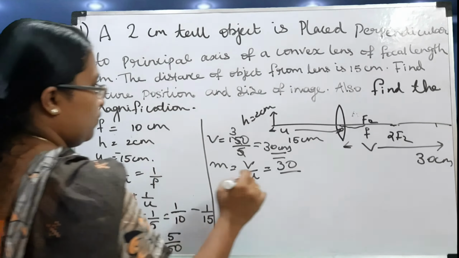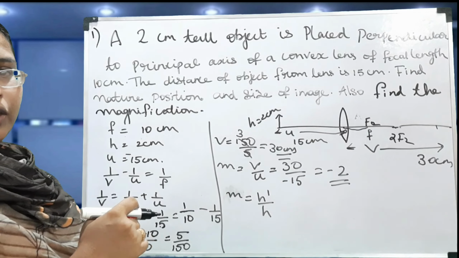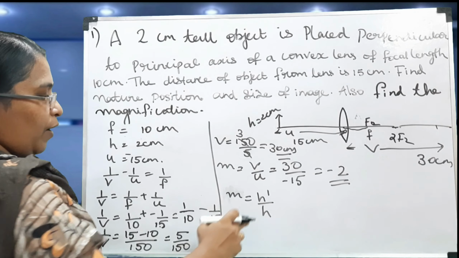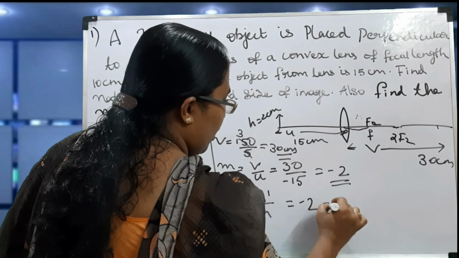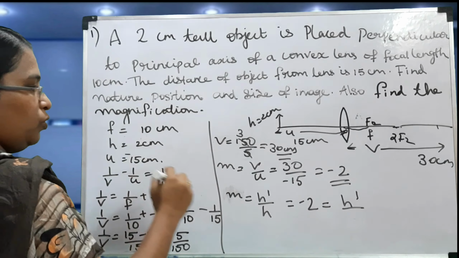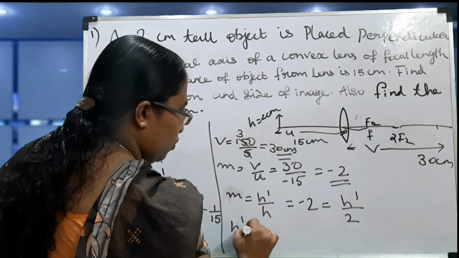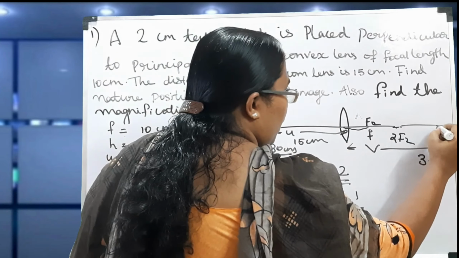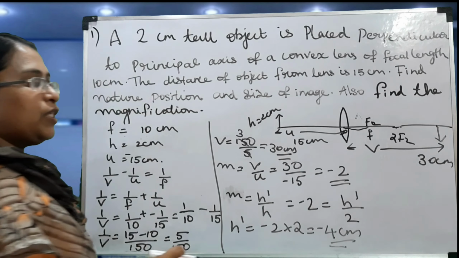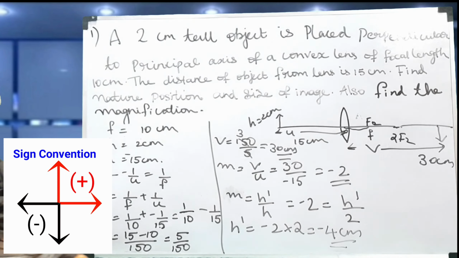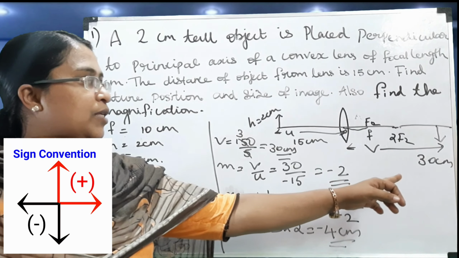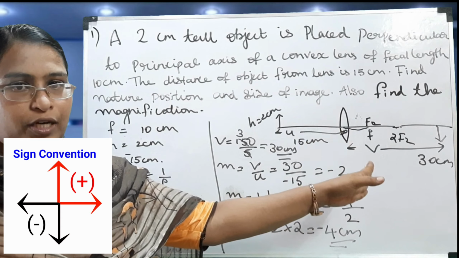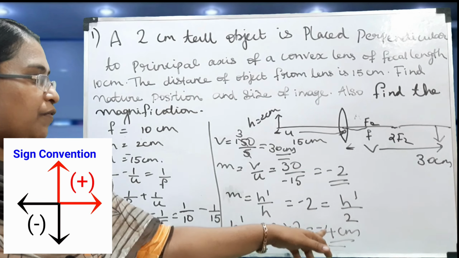Next we have to see the position and size of the image formed. Magnification is negative, which means the image formed is real and inverted. Next we use the formula m is equal to h dash divided by h to find the size of the image. m is given, h is 2 cm, so h dash is equal to minus 2 into 2, which is minus 4 cm. The image is real and inverted, its height is minus 4 cm, the minus sign indicating that it is inverted, and it is formed at 30 cm on the other side of the convex lens.